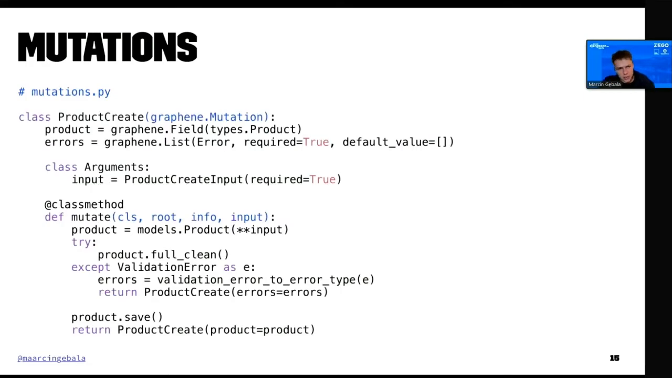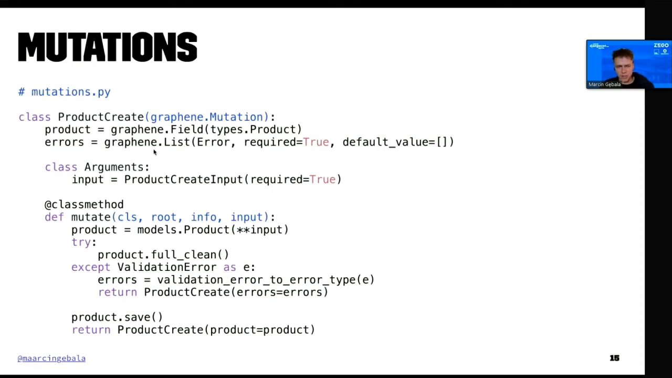So now let's talk about mutations. Mutations seem a bit more complex at first glance. So let's talk how we implement them. So basically, we use this graphene mutation class for that. And every mutation represents a single operation. For example, this one is used to create products. So every mutation is implemented as a class. So let's look what is going on here.